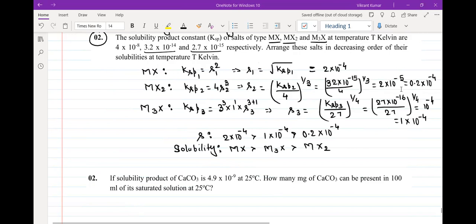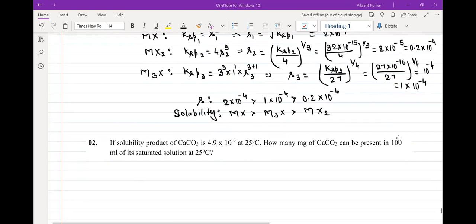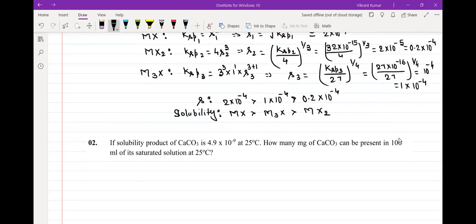Okay, let's see. If you see this question, I've tried to cover the variations possible out of these three questions. देखो पहली बात क्या है कि they have given you the KSP value है ना, solubility product is KSP. That means we are knowing that KSP here is 4.9 into 10 raised to minus 9, which we can write as 49 into 10 raised to minus 10.